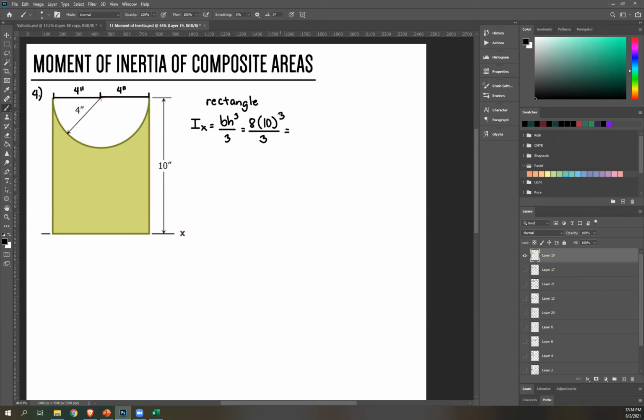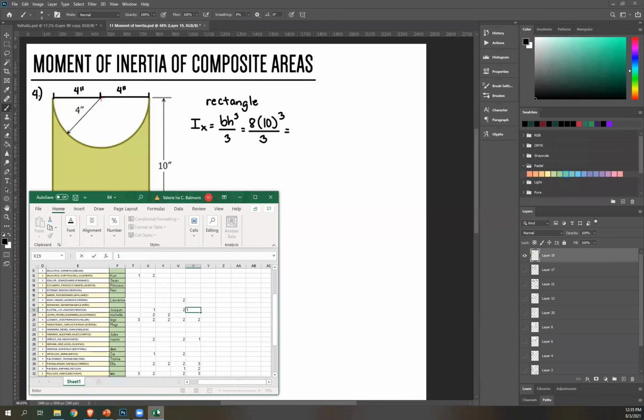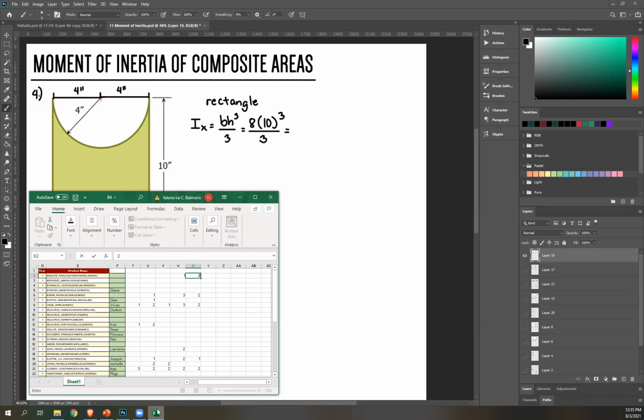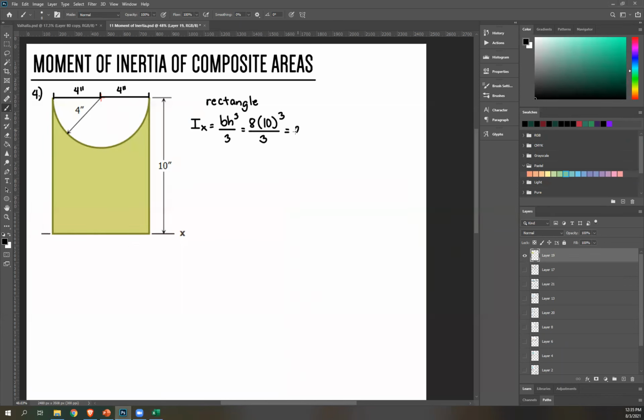Please solve. What's the answer? Correct. Paolo and Naomi. 12. Hermoso. So 2666.67. It's not a whole number. Please store that.